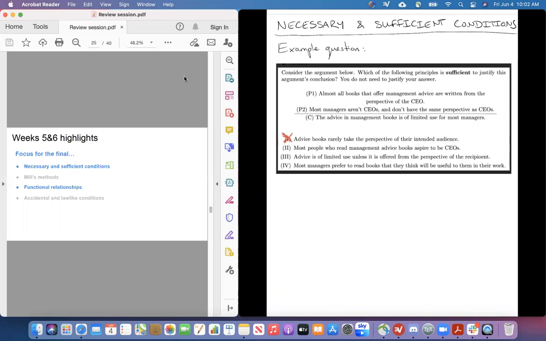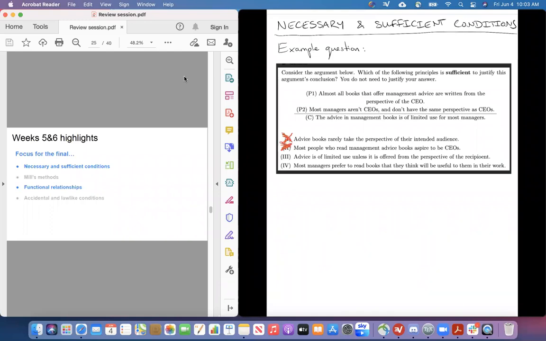Number 2 says most people who read management advice books aspire to be CEOs. Now, let's have a think about what we're trying to say here. What we're trying to say is that most managers do not get much out of these books. That's what the conclusion's getting at here. If most people reading the books are trying to become CEOs, it seems like they might actually get a lot out of these books. So what number 2 says is going to be in the opposite direction of what we want. So this is not going to be sufficient for the conclusion. I'm going to rule out number 2.